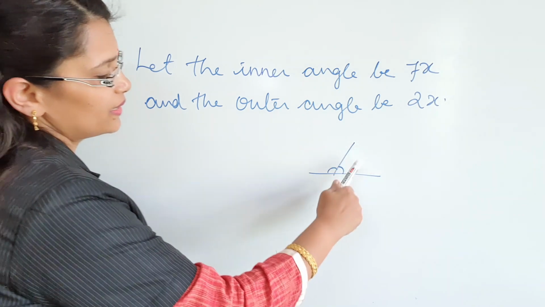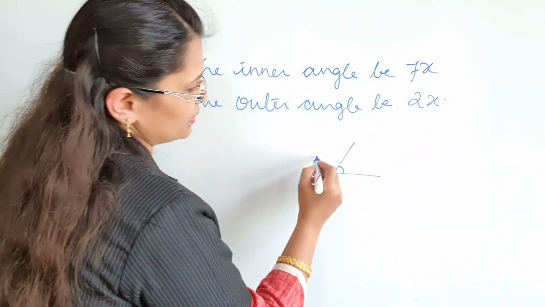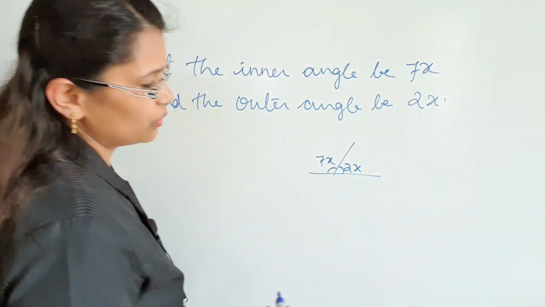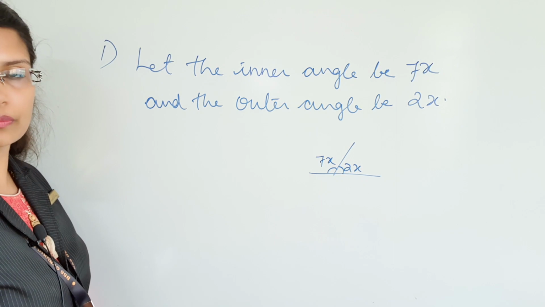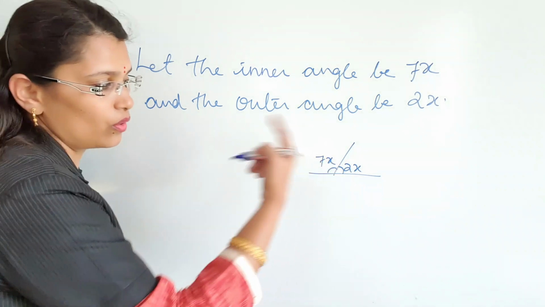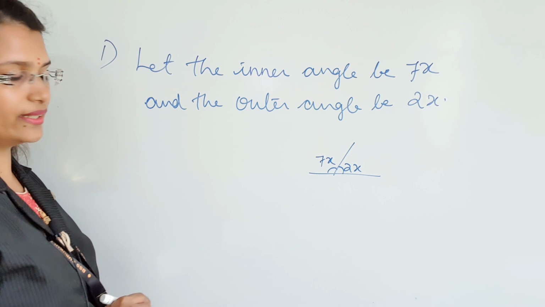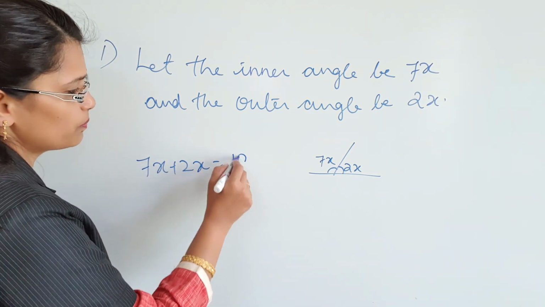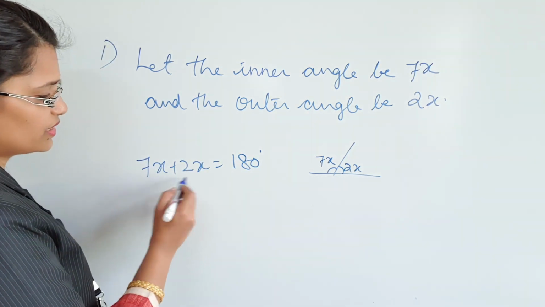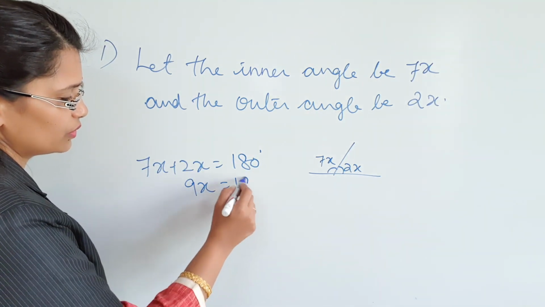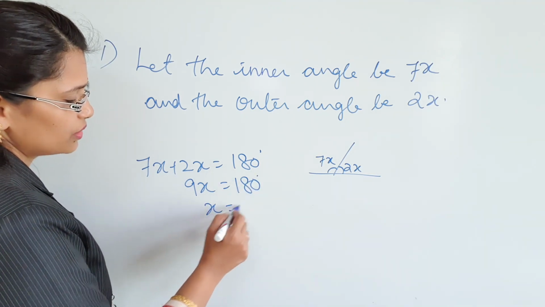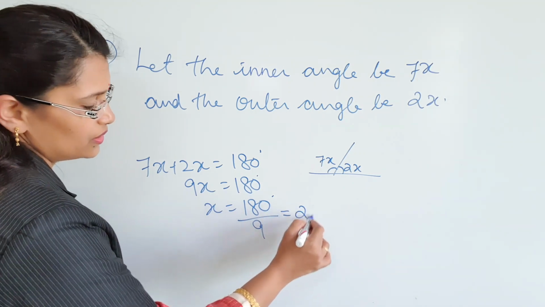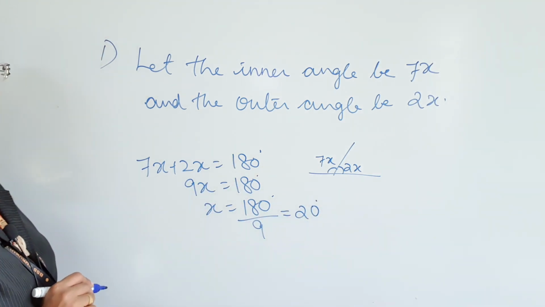So inner angle plus outer angle. Here inner angle is 7x, outer angle is 2x. So 7x plus 2x equal to, what is the measurement of a linear pair or straight angle? 180 degree. So 7x plus 2x is equal to 9x is equal to 180 degree. X is equal to 180 by 9 is equal to 20 degree, right?